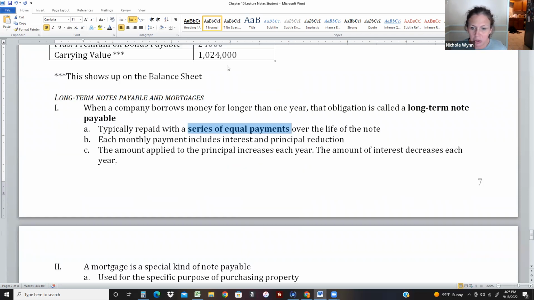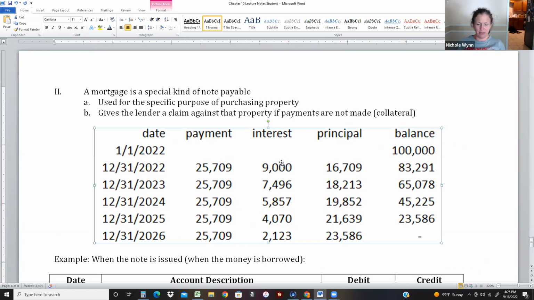Okay. So here is an example of an amortization schedule. An amortization schedule shows when you are getting a loan and then you're making payments. This particular loan is making annual payments, which is not normal, but I'm going to show you how to do a monthly one as well. Looking at this schedule, it looks like we borrowed $100,000 on January 1. Our payments are $25,709, and at the end of 5 years, our loan balance is 0.